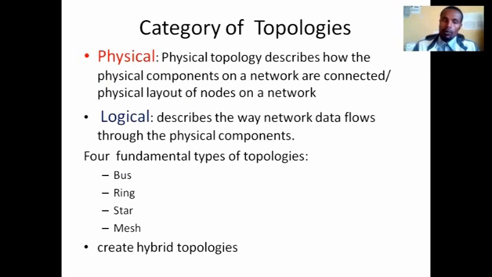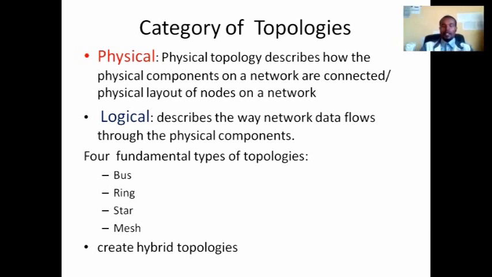The next one is the category of topologies. There are two categories: physical and logical. Physical means the arrangement or layout of computers interconnected with each other. The physical category of topology describes how the physical components on a network are connected, or how the computers or network devices are physically connected. The second one, logical, describes the way network data flows through the physical components.